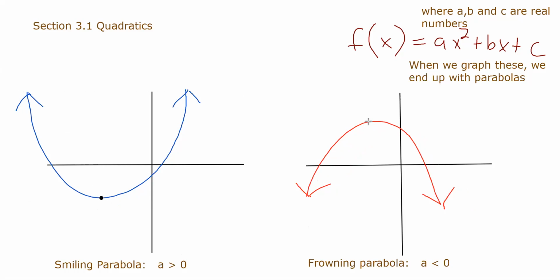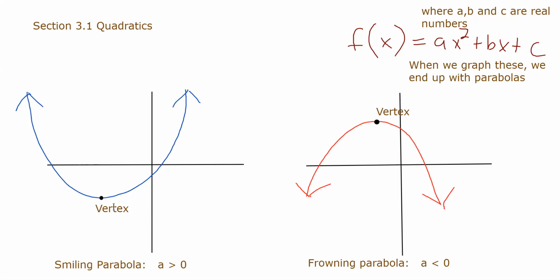If you have a frowning parabola, you're going to have a point where it tops out. It's the high point, if you will. But no matter what, either of these points is called the vertex. It's either the highest or lowest point on the quadratic, depending on what you have.